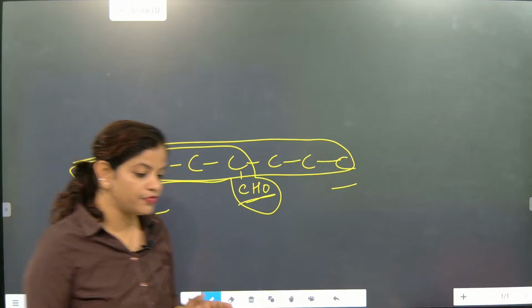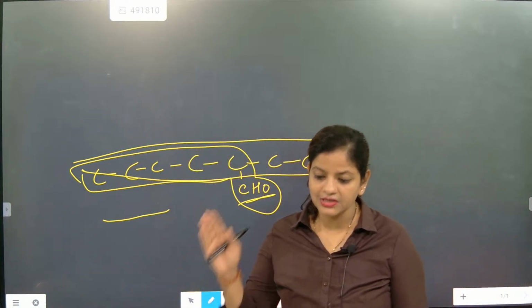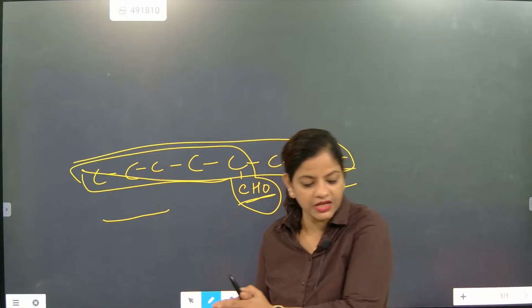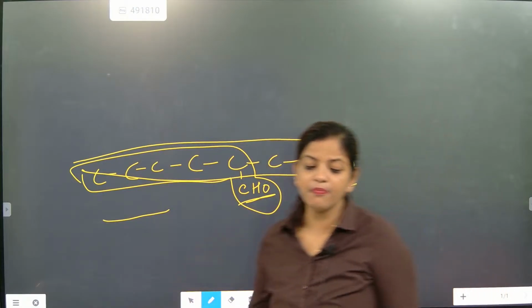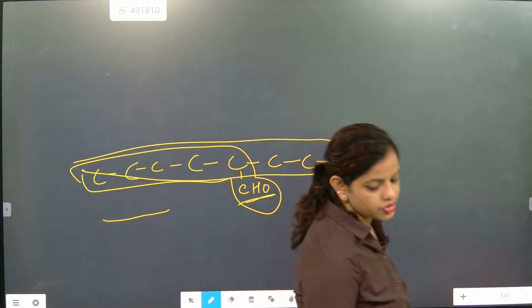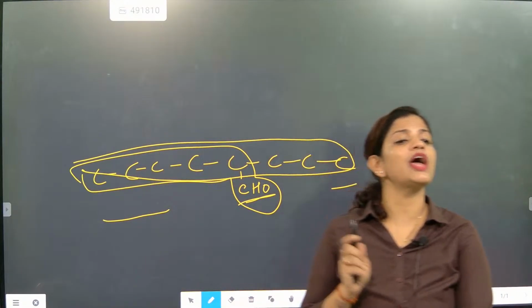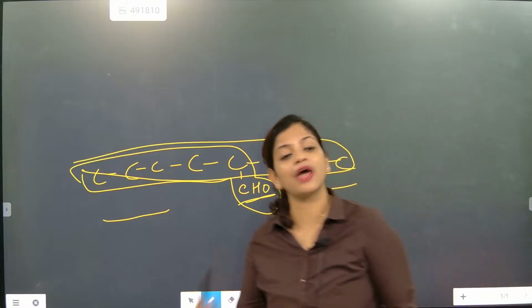So that's one of the most important things. Now you have to understand this part and keep it with you. Numbering of the parent chain is also one of the most important things. Understood? When we number it, the functional group should have first priority.